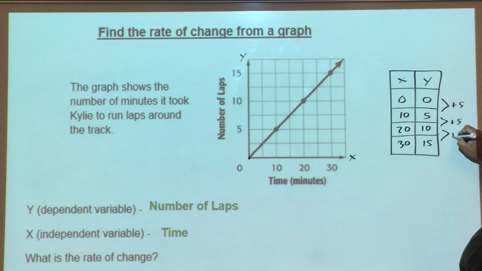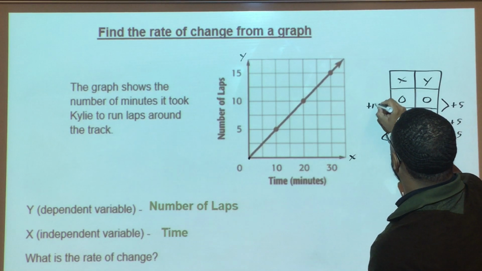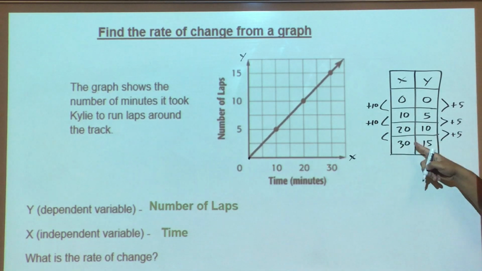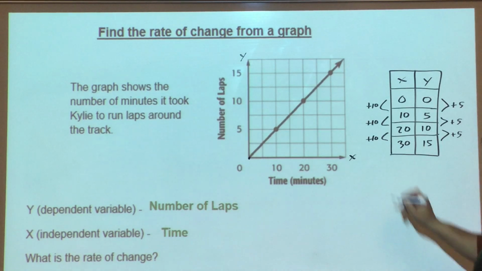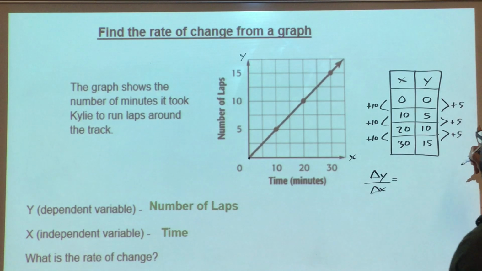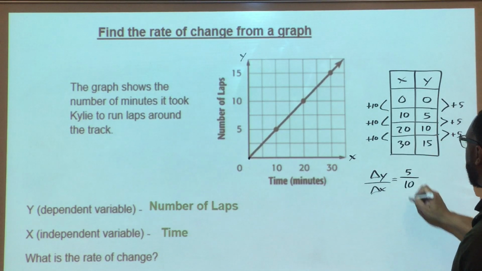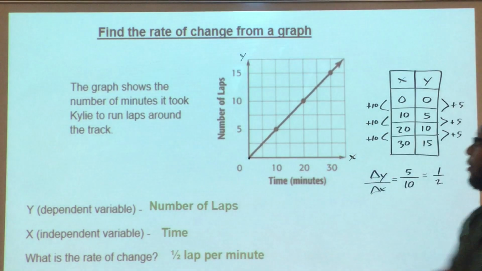Plus 5, plus 5, plus 5. And then over here, plus 10, 0 to 10, plus 10, 10 to 20, and then from 20 to 30, that's plus 10. So to find the rate of change, it is change in Y over change in X. My Y is changing by 5. X is changing by 10. And it's that each time. So 5 over 10, that simplifies to 1/2. So the rate of change is right there.